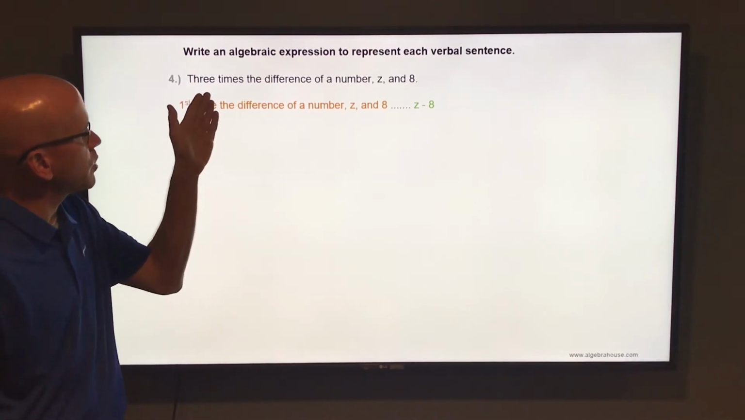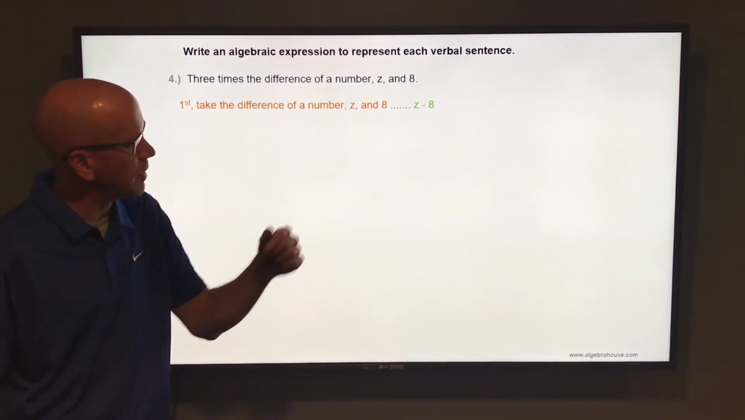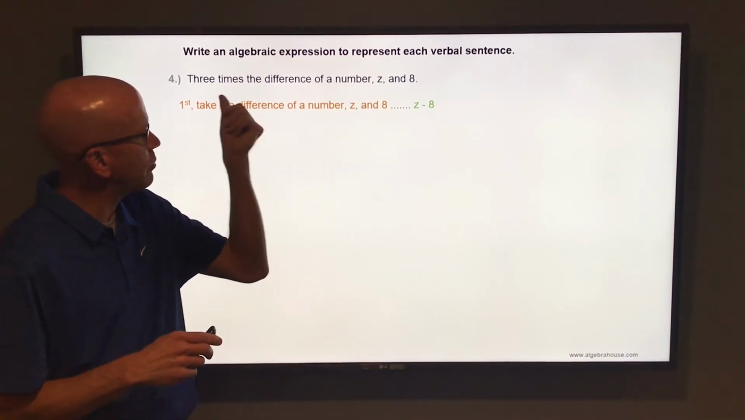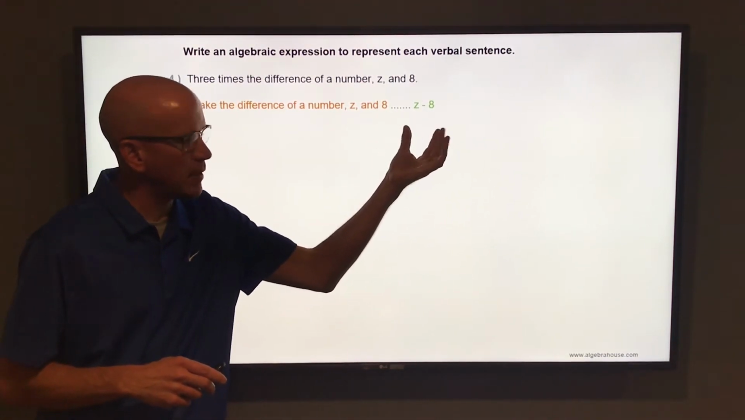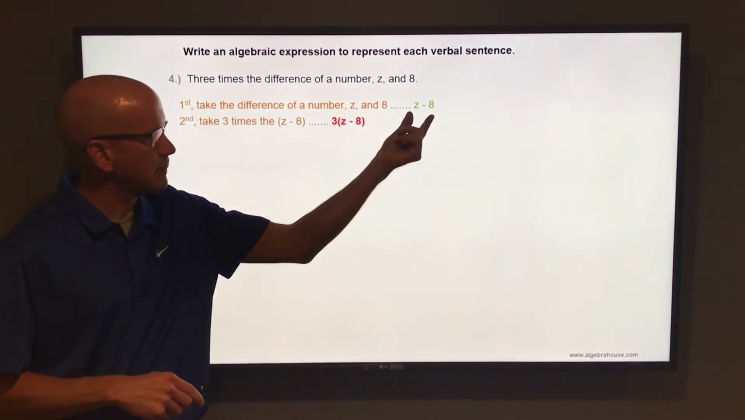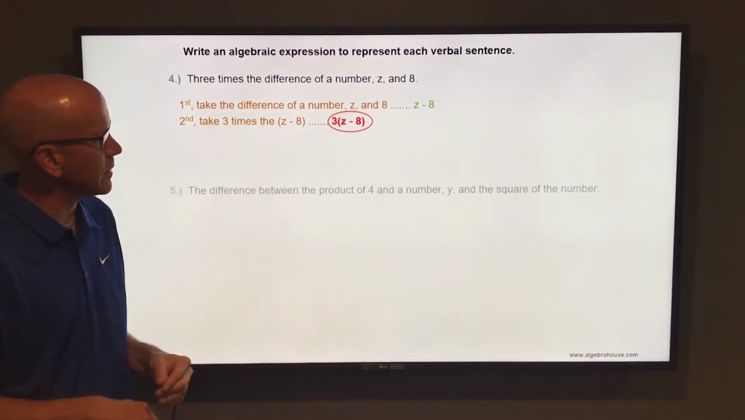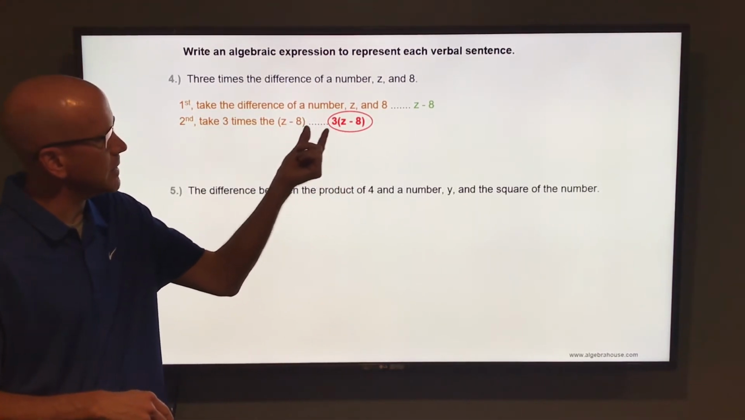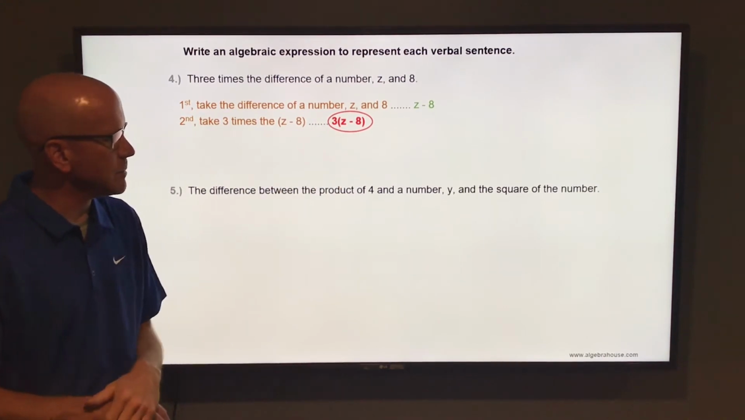Now we need to take 3 times that difference of a number z and 8. But you got to be careful here. You're not just multiplying the z by 3. You're multiplying that entire z minus 8 by 3. So we're going to enclose that inside parentheses and put a 3 on the outside. We're now taking 3 times that difference of a number z and 8. So 3 times the quantity z minus 8.